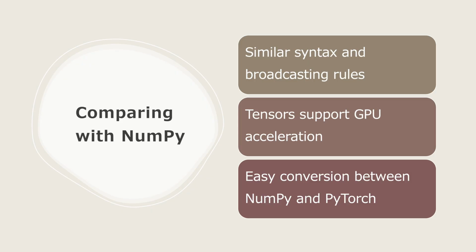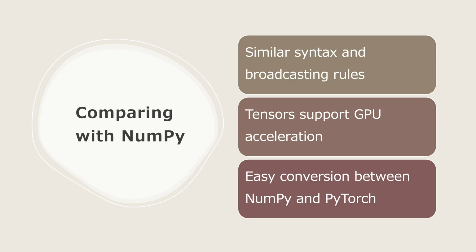However, PyTorch tensors offer a major advantage: GPU acceleration. With NumPy, all operations happen on the CPU. In PyTorch, a tensor can live on a graphics processor, performing thousands of computations in parallel. This makes deep learning models much faster and more efficient. Another advantage is easy conversion. You can move data between NumPy and PyTorch with just one line of code.